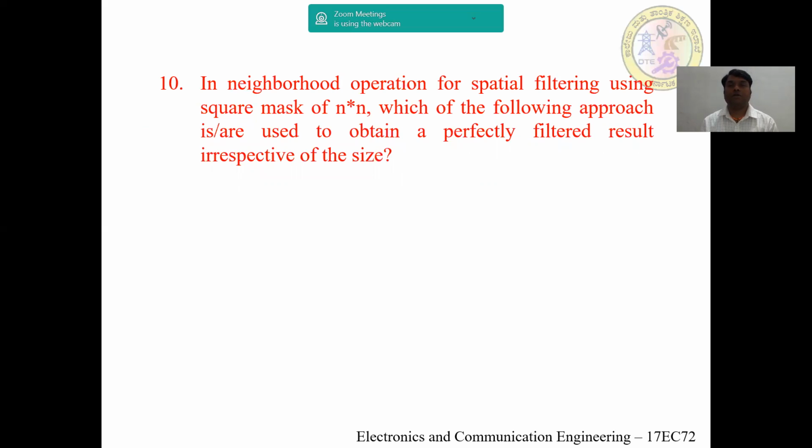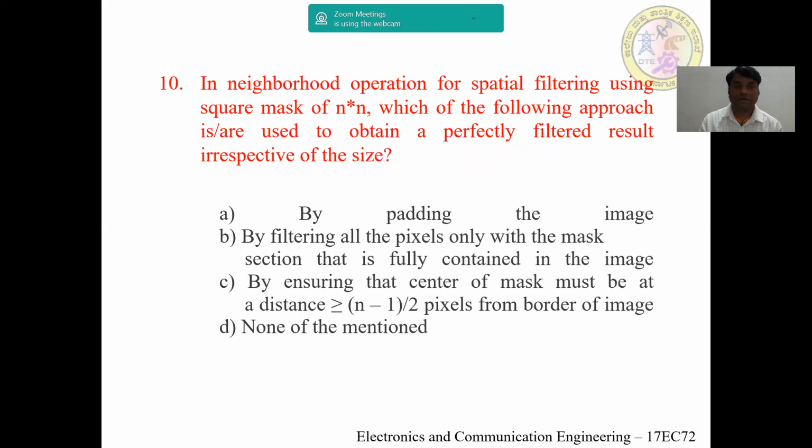In a neighborhood operation for spatial filtering using a square mask of n star n, which of the following approaches is used to obtain a perfectly filtered result irrespective of the size? By padding the image, by filtering all the pixels only with the mask section that is fully contained in the image, by ensuring that the center of the mask must be at a distance greater than or equal to (n-1)/2 pixels from the border of the image, none of the mentioned. The answer is C, by ensuring that the center of the mask must be at a distance greater than or equal to (n-1)/2 pixels from the border of the image.